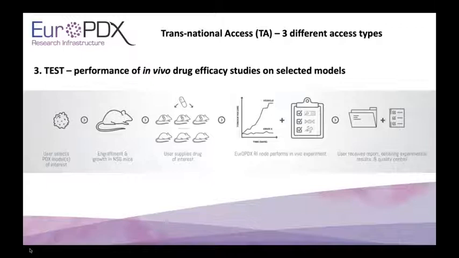Finally, the test access is also available for industry, and it allows performance of in vivo drug efficacy studies on selected models. In that case, the user of the research infrastructure would provide us with the drug or the drugs of interest, and we would perform the in vivo experiments, again according to our SOPs, and deliver at the end of the project the experimental results and the quality controls.